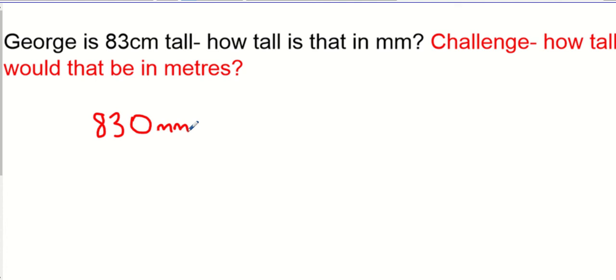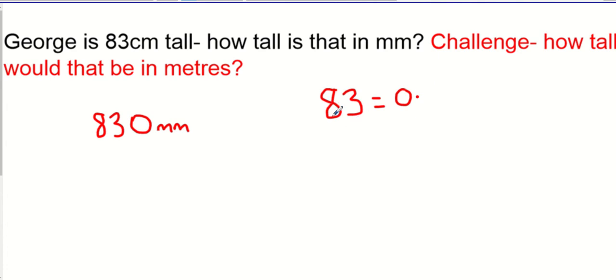Okay, the challenge, how tall would that be in metres? So I'm thinking about 83, okay, centimetres. Now, if you think about a metre, that will be one of those metre sticks we hold at school, okay? 100 centimetres equals 1 metre. So George is not even 1 metre tall because he's not 100 centimetres. So I know my answer is going to be 0 point something because he's not even 1 metre tall. Now, what we've got to think is for every 100 centimetres we've got, that equals 1 metre. Okay, so what we've got to do is divide our 83 centimetres by 100, and that will give us our answer. So we're going to think about 83, and we're going to divide it by 100.